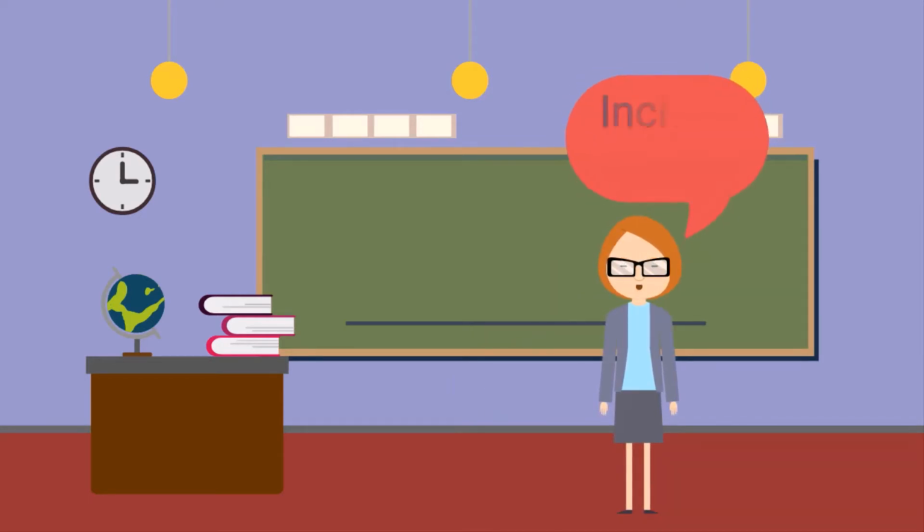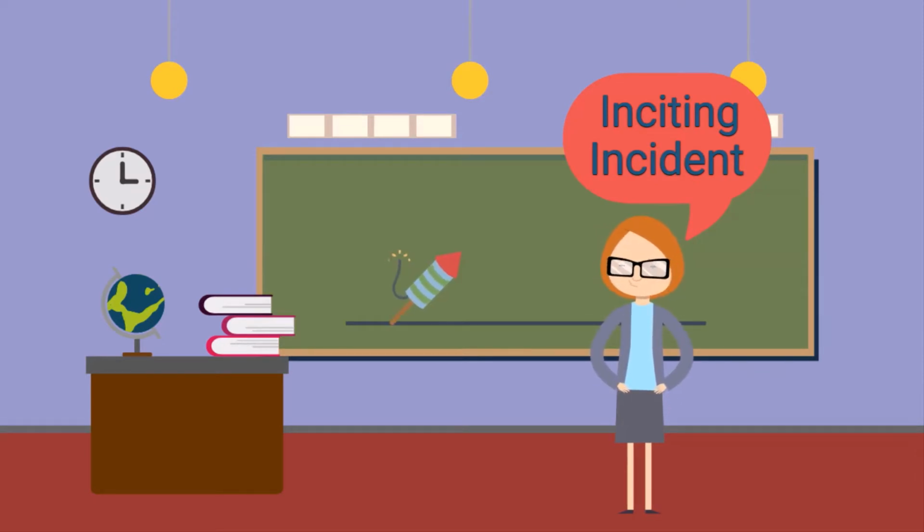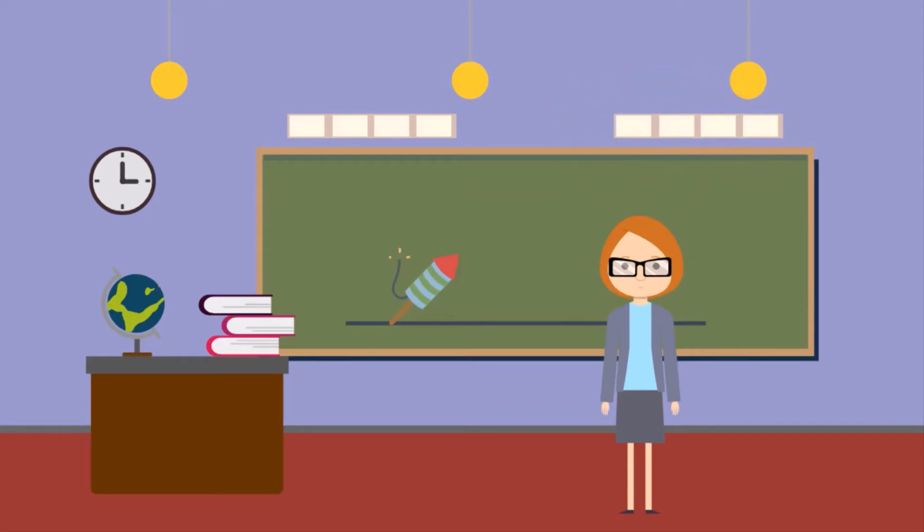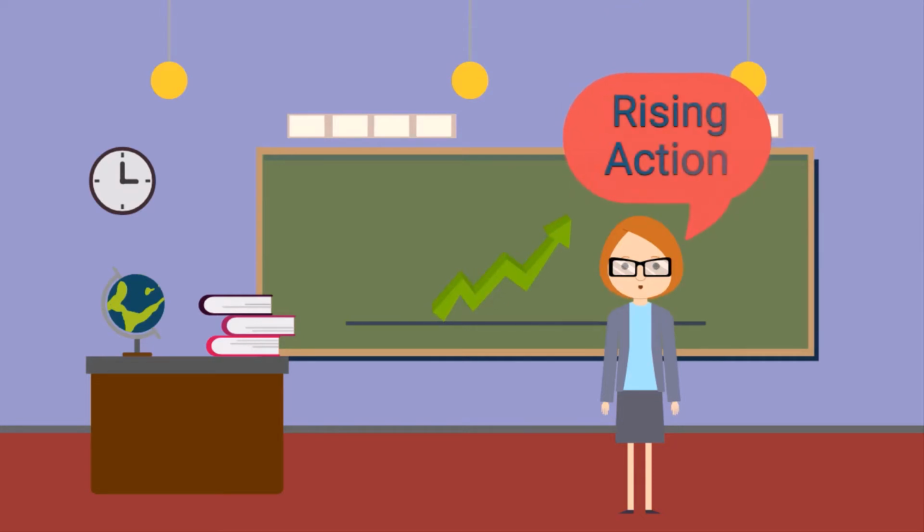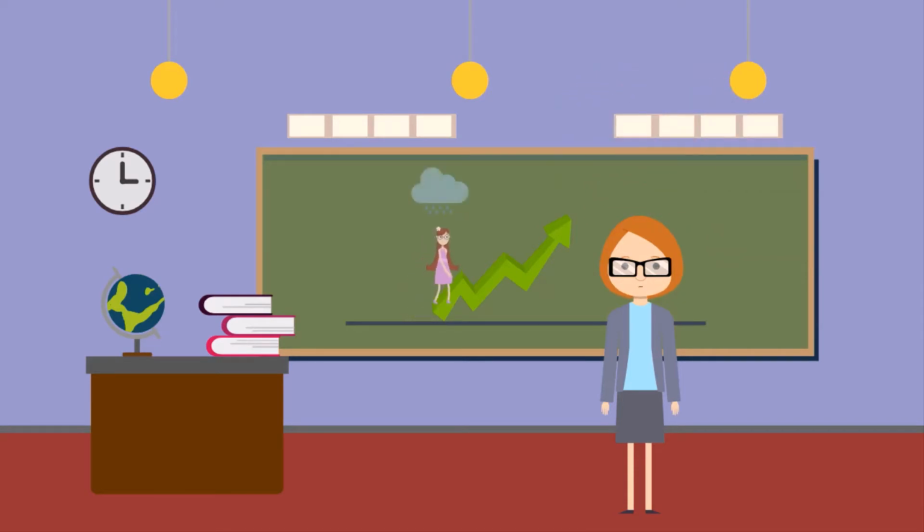This event is called the Inciting Incident. This is basically fancy English talk for the event that makes the story really get going. From there, more and more events happen in what's called rising action. During the rising action, conflict and crises start to complicate the situation for our characters and increase the excitement.